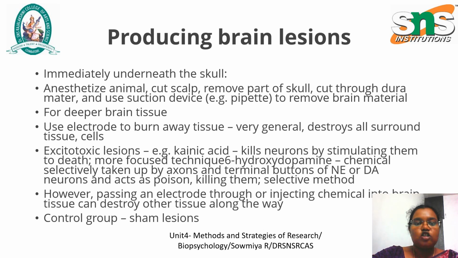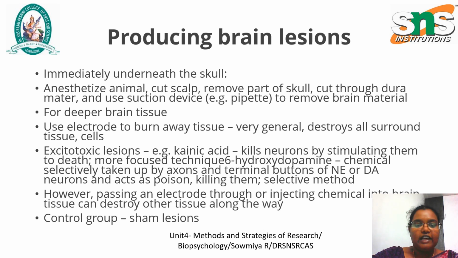Location. The location of the lesion is crucial. Targeting different brain regions can produce vastly different behavioral outcomes. Animal model. The choice of animal model depends on the research question. Some animals, such as rats and mice, are more commonly used due to their relatively small size and ease of handling. Ethical considerations. The use of animals in research raises ethical concerns. Researchers must adhere to strict guidelines to ensure the humane treatment of animals and minimize suffering.